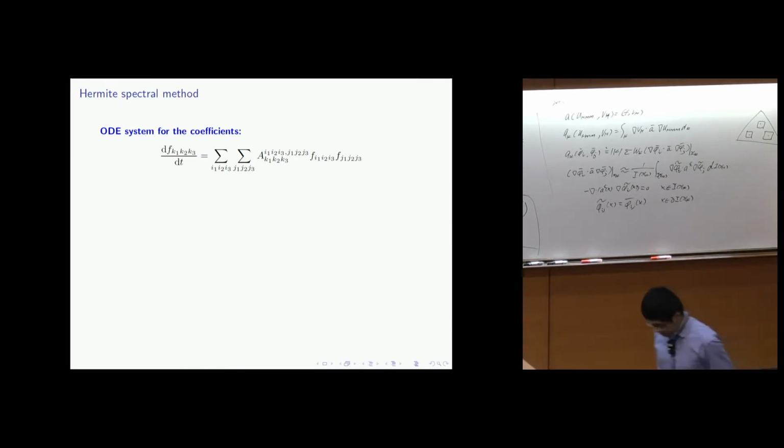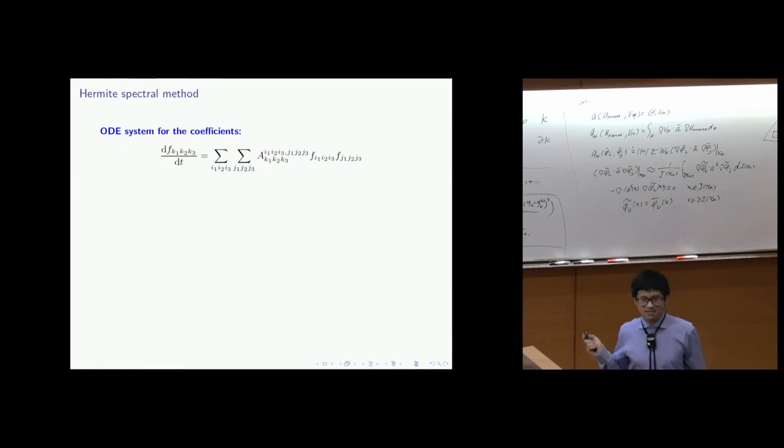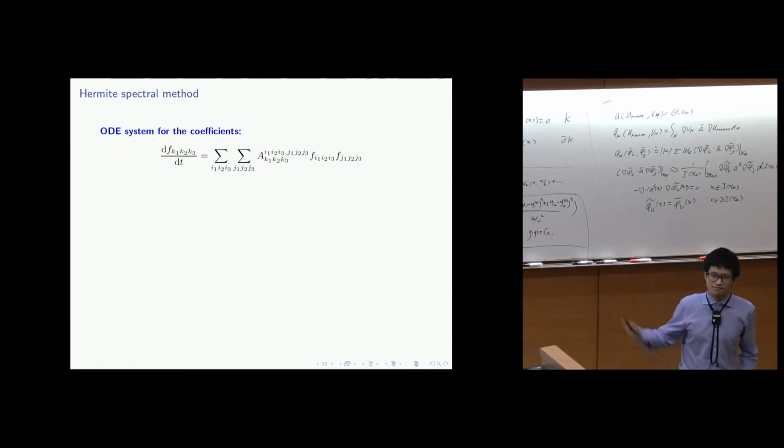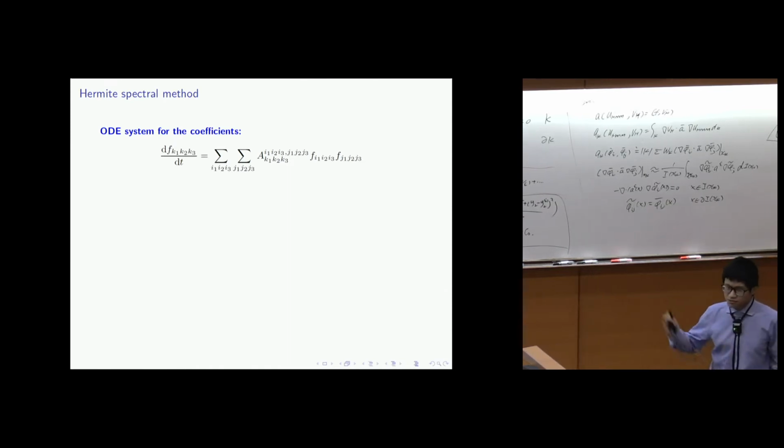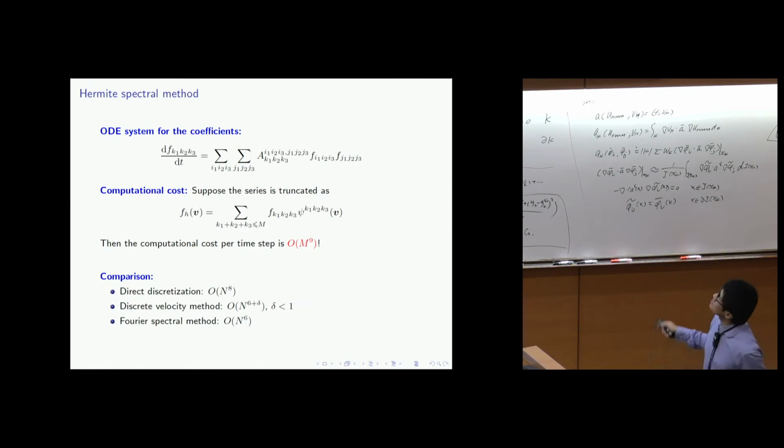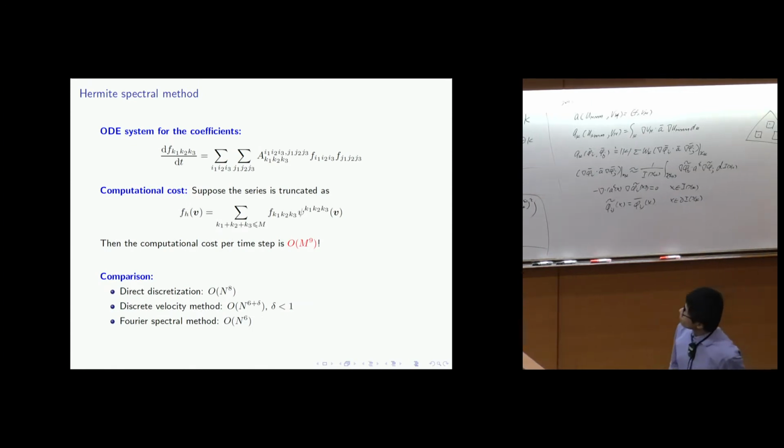So actually, this is really not a new idea. This idea was first introduced many, many years ago, about 70 years ago, as the moment method. But this method was not popularized because of its low efficiency. I will show you these two parts.